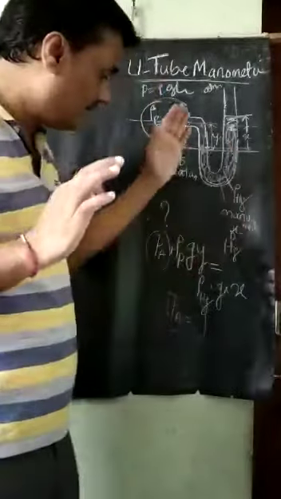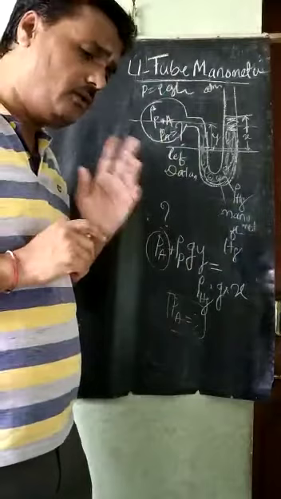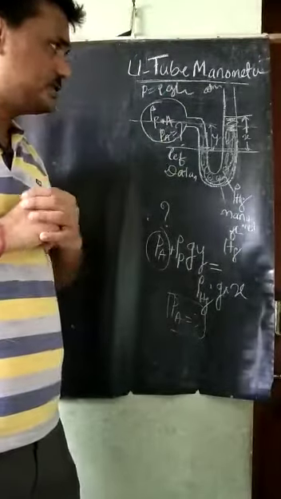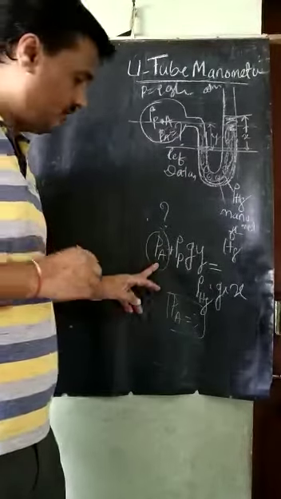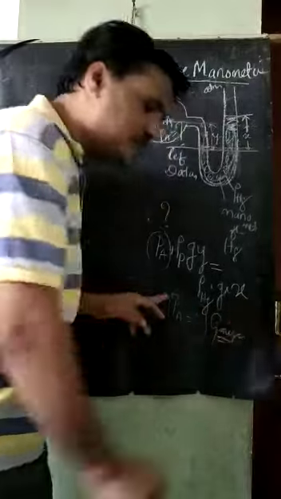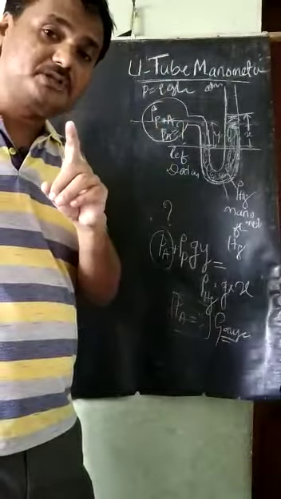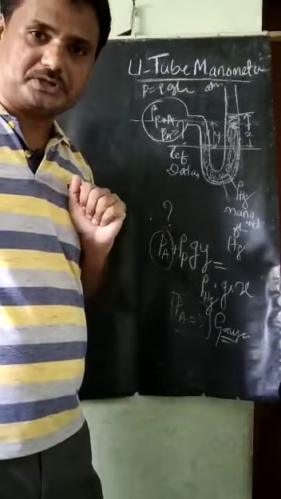So understanding how to write this is very important. Now, a variety of pressures are there. Whatever pressure we are finding here is the gauge pressure. Gauge pressure means atmospheric pressure itself is taken as the reference pressure.